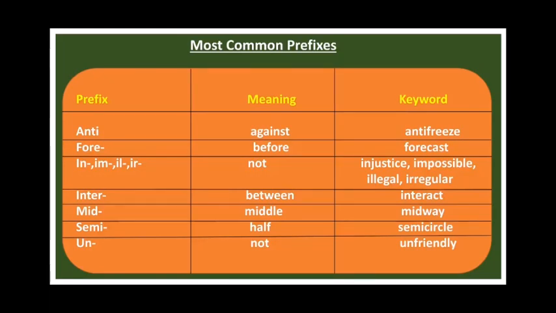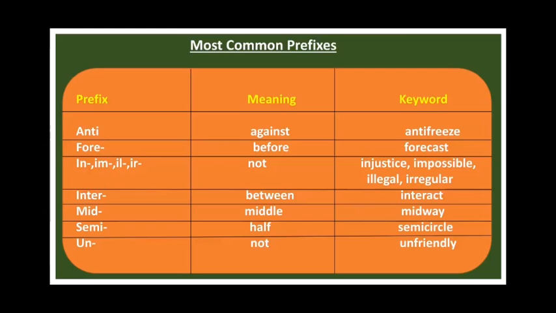Next we have in, im, il, ir, which means not. So when we add all these letters to justice, possible, legal, regular, it becomes injustice, impossible, illegal, and irregular. Next we have inter, which means in between. So when you add inter to act, it becomes interact.